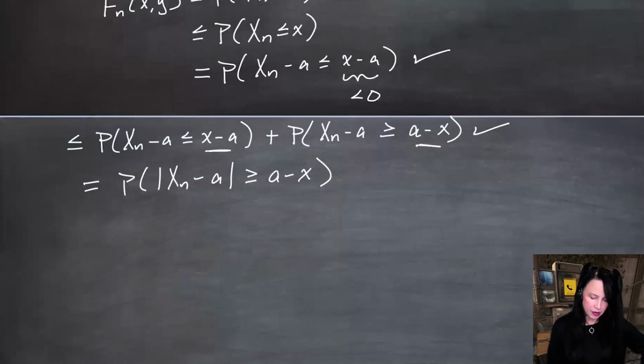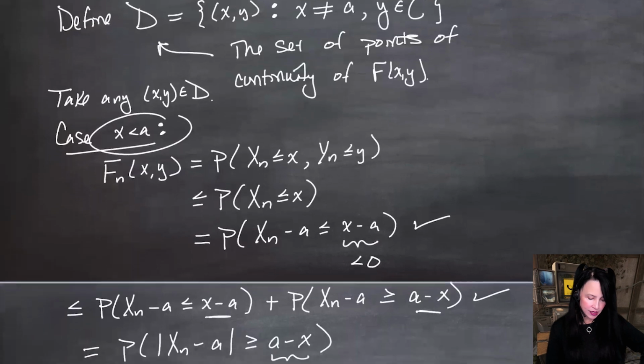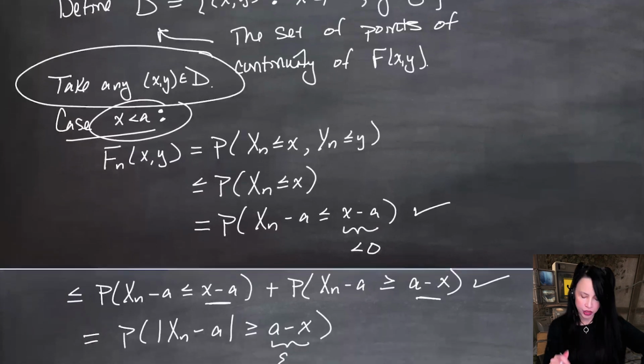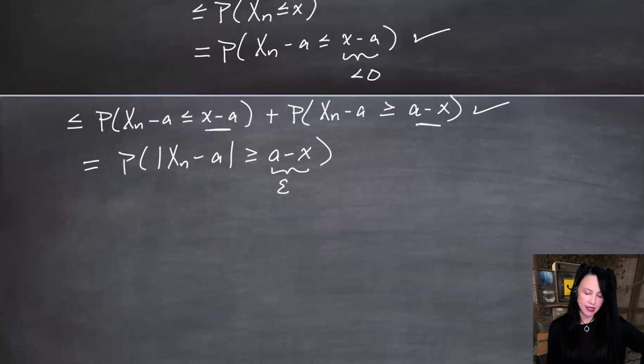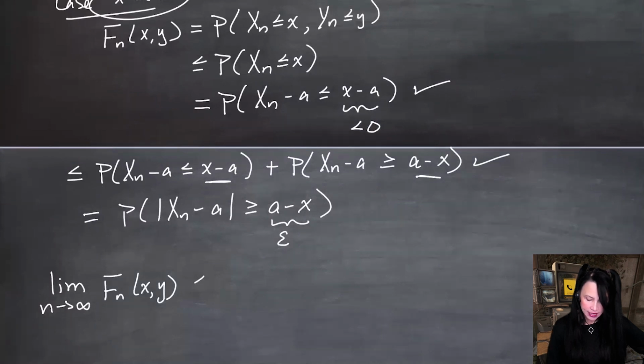But now I'm down to something that looks like something we can work with if we know that xn is converging in probability to a. This is like your epsilon, right? A has been fixed by the problem. X has been fixed up here. We started the proof, we took a point. So this a minus x is just a number, and call it epsilon. Look at the limit as n goes to infinity of the joint CDF for the xn and the yn. This is less than or equal to the limit as n goes to infinity of this probability.